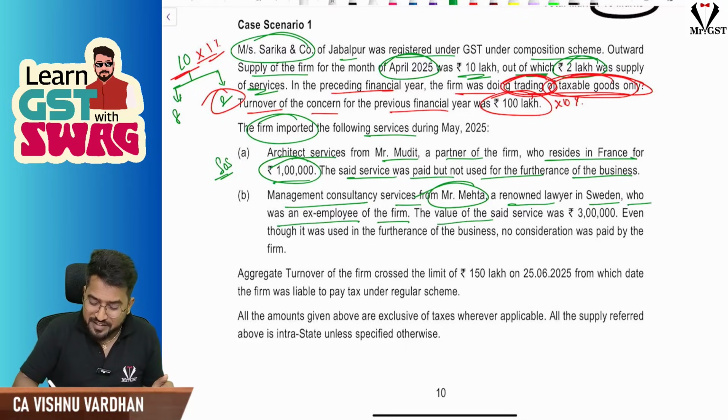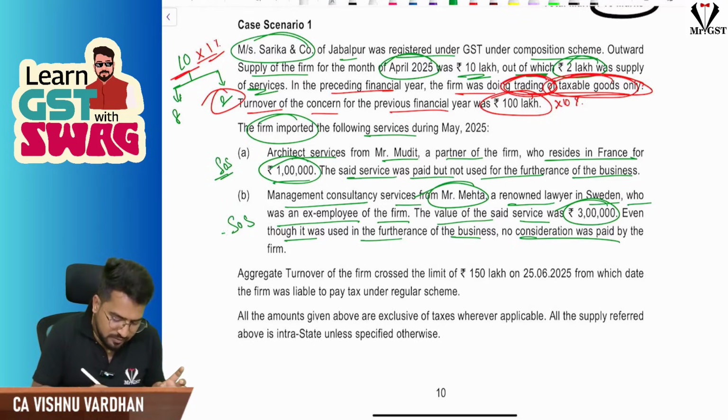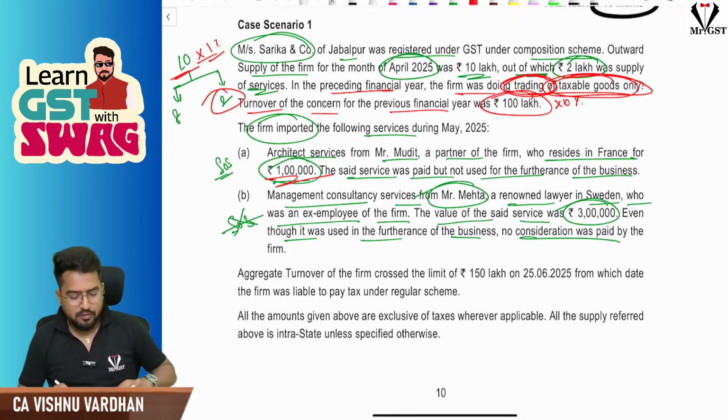The value of such service is 3 lakhs. Even though it was used in the furtherance of business, no consideration was paid. There is no consideration, and it is import of service for furtherance of business, but still it is not imported from a related person. So this is not a supply. So if you see, the value of supply is only 1 lakh, which is taxable.